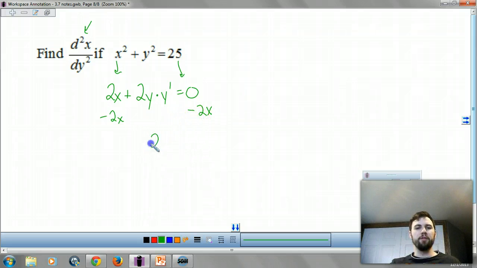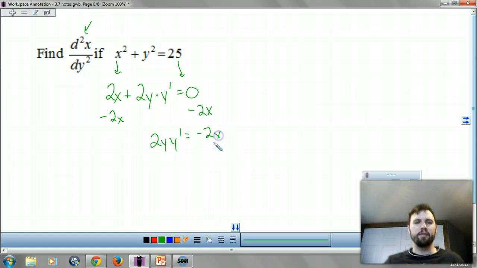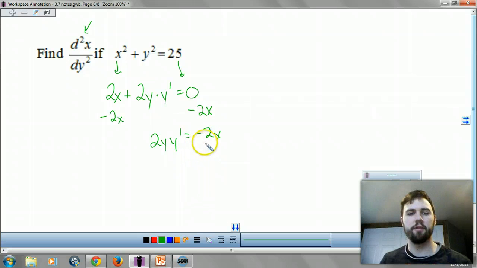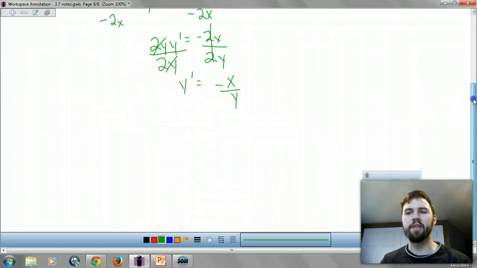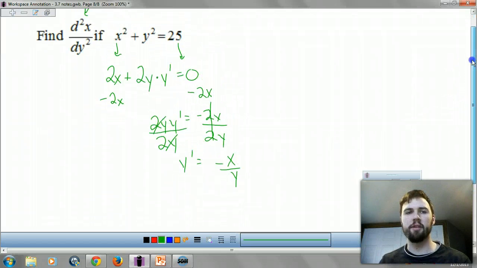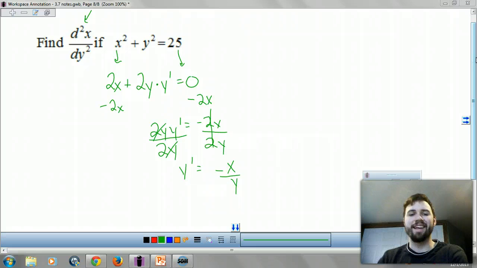Okay? So we get 2y y prime equals negative 2x. Now you solve for your y prime. So I divide both sides by 2y. Those cancel. I'm left with y prime equals, 2's cancel, negative x over y. So that's my first derivative. That one's not too bad, right? You're going to be doing that one quite a lot.